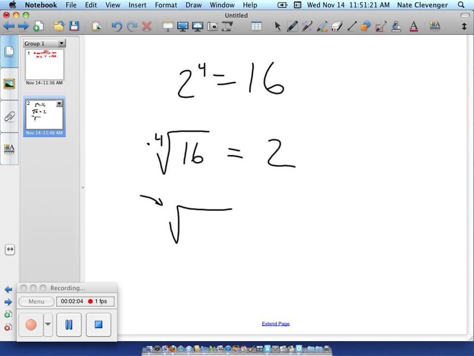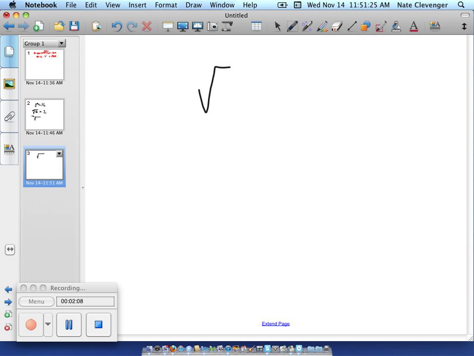So if I put this, I don't have an index here shown, so we know it to be 2. So what number times itself 2 times gives you 16? What number times itself twice gives you 16? So the root of that, or the answer to the square root of 16, is 4.